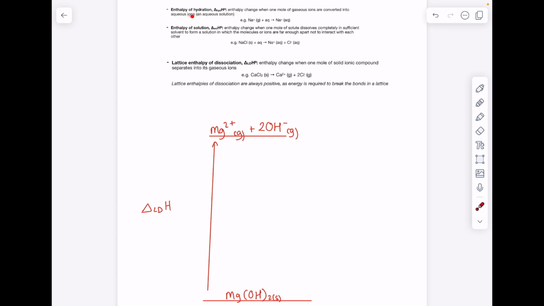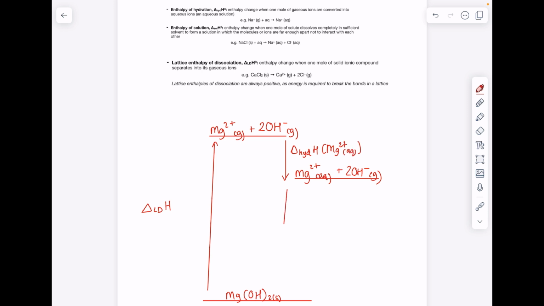So the enthalpy of hydration, so we are turning these into aqueous ions effectively. The enthalpy of hydration is when 1 mole of gaseous ions, which we have, are converted into aqueous ions. And remember, we do this one step at a time. So let's take the Mg2+, turn it into aqueous ions, keep the hydroxide the same, label this. So enthalpy of hydration of the magnesium ions.